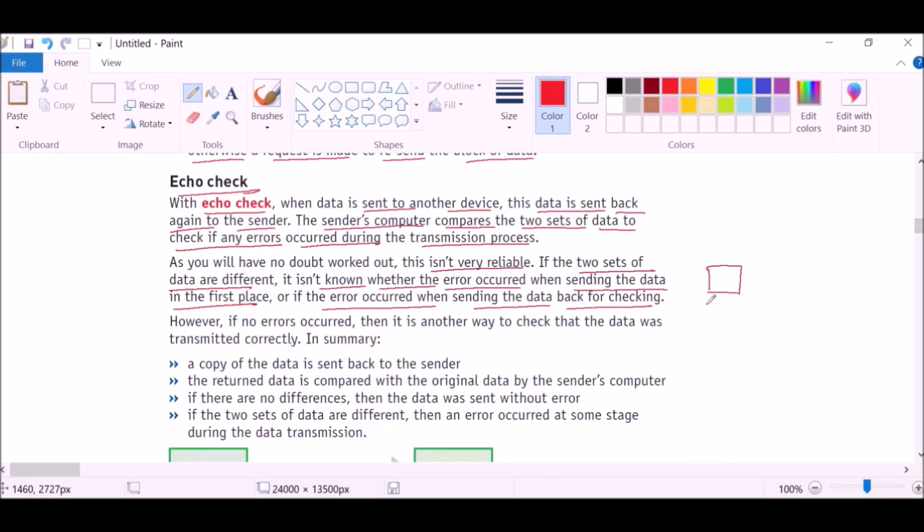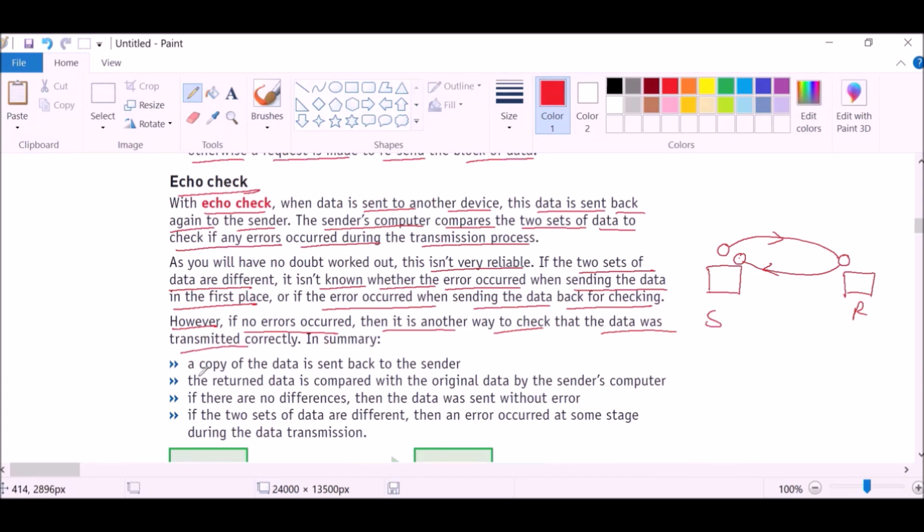So if we have a sender and a receiver, the data is sent to the receiver, the receiver sends back the data, and the sender compares the sent back data with the original data. But if there are errors, we don't know if the errors occurred when sending the data there or when the data is sent back. However, if no errors occurred, then it is another way to check that the data was transmitted correctly.